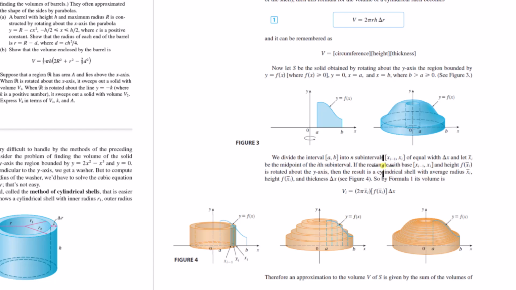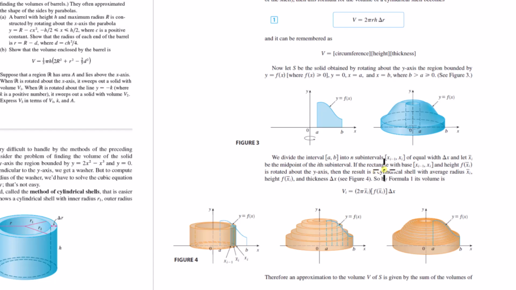They have endpoints x_{i-1} and x_i, just like always. The right endpoint is x_i, with width delta x. What we want to do here is evaluate the function at the midpoint, because that's part of how we calculate the volume. This is a special case where we don't evaluate our function at just any point within the interval, because our volume formula needs the midpoint. So x bar i is the midpoint of the ith subinterval.